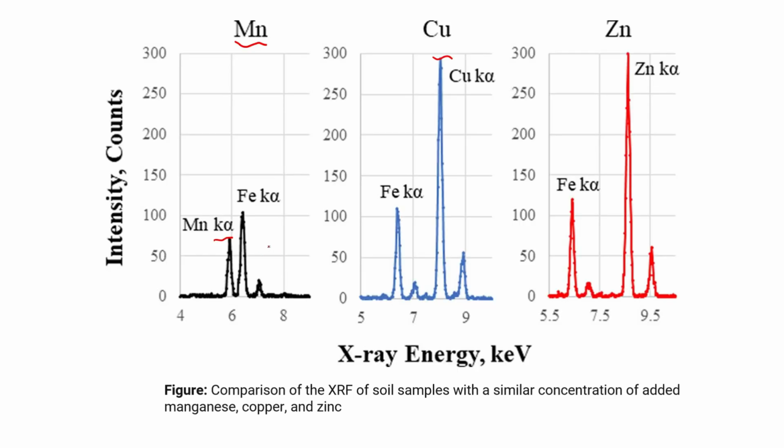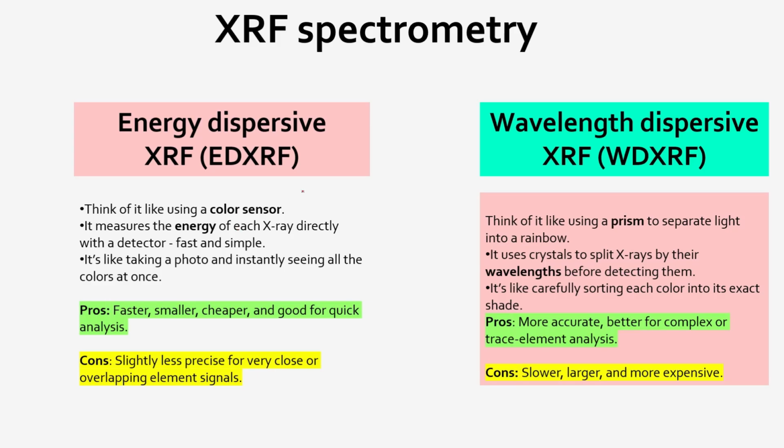There is also another important thing. For example, there is overlapping in the peak. And when there is overlapping in the peak, maybe this iron peak gets a contribution from this manganese peak. And how to know that contribution? This contribution can be explained with the technique called wavelength dispersive XRF, because with energy dispersive XRF we cannot distinguish that overlapping contribution. But with the help of wavelength dispersive XRF, we can distinguish. I will make a separate video on these two techniques of XRF.